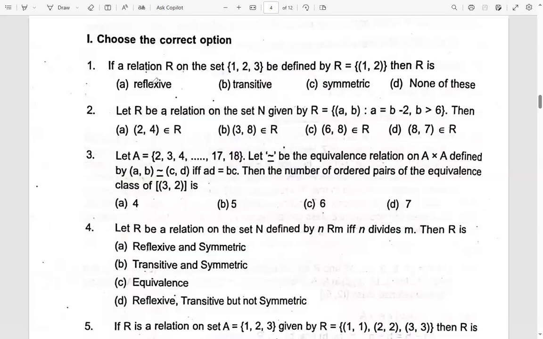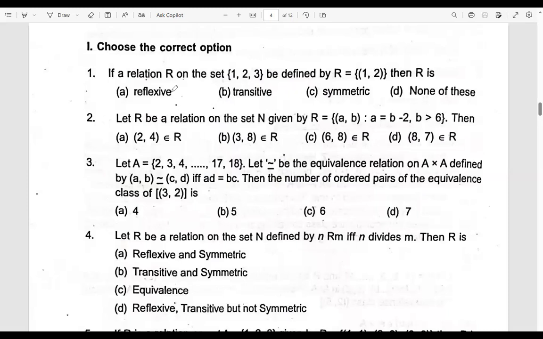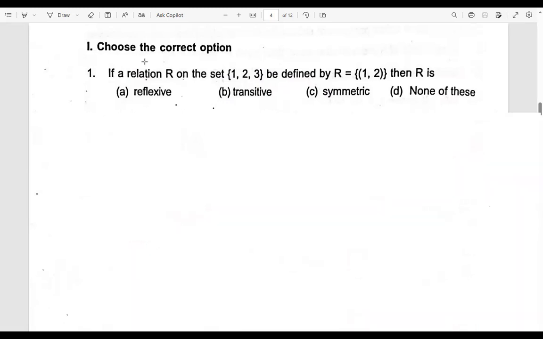In this video, I'm going to solve some questions from the chapter Relation and Functions, starting with MCQs. In the first question, we are given a set, say set A, and a relation defined with an ordered pair, that is 1, 2, as one of its elements.